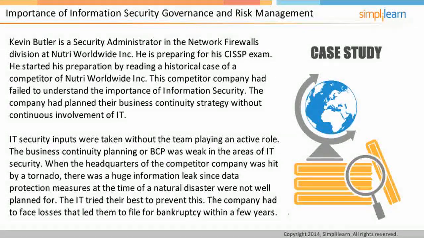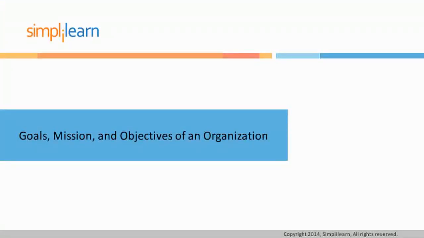Corner, Newman, and Hollyman quoted that information security is often treated solely as a technology issue when it should also be treated as a governance issue. Reading this case study helped Kevin understand the importance of information security governance and risk management. Let us now look at the first topic, goals, mission, and objectives of organization.